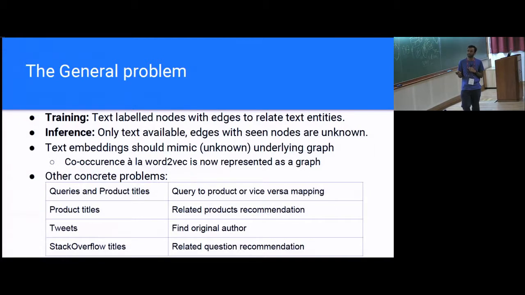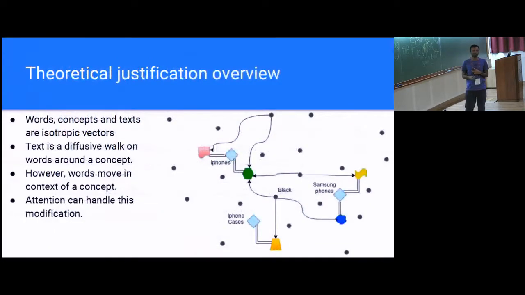Another thing is if you have tweets, then you can try to predict original authors of new or unseen tweets. And the graph in this case would just be a collection of cliques, with one clique representing one author's tweets. And similarly, you can do this with Stack Overflow titles, and you can recommend other questions. So we have some theoretical justification for why the attention works.